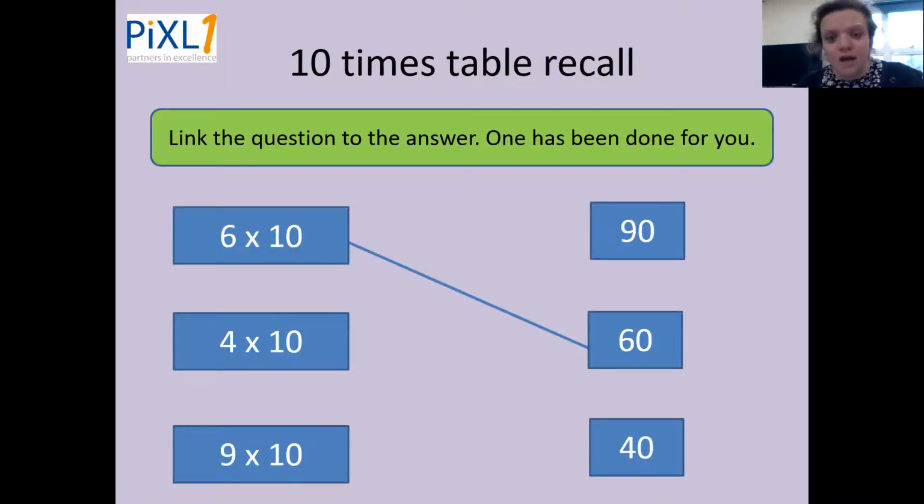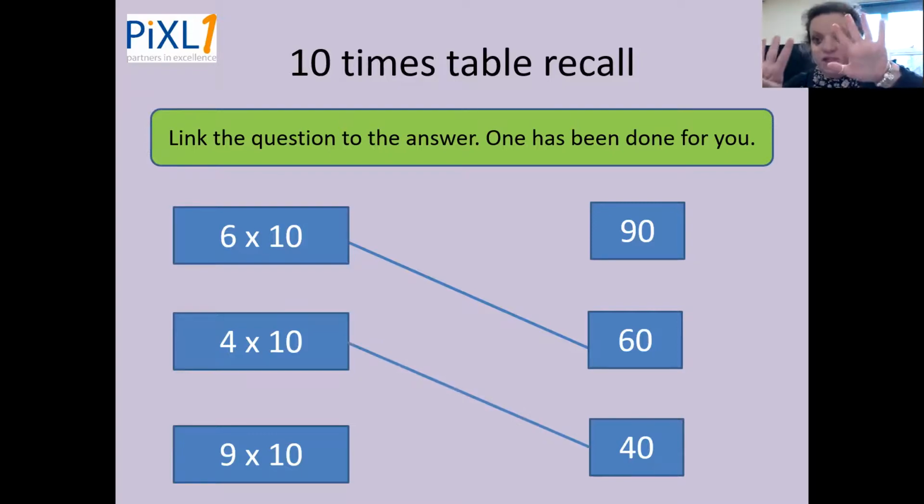Okay, I've done one for you, but can you match these number sentences over here to the answer on this side? Off you go. Pause the screen. Okay, fantastic. So 4 times 10, I'm going to get my 4 fingers up and I'm going to count each one in tens because I've got 4 groups. It's going to be 10, 20, 30, 40.